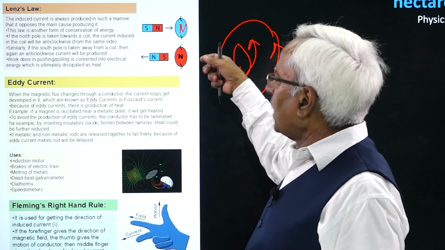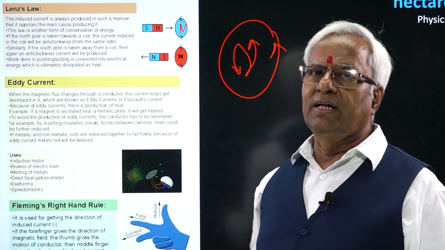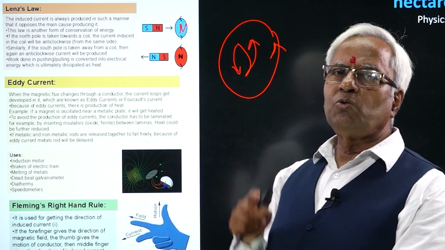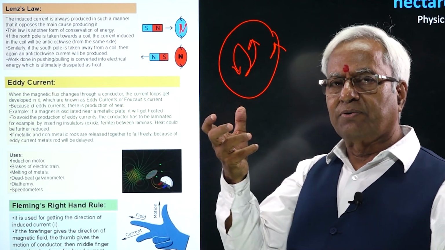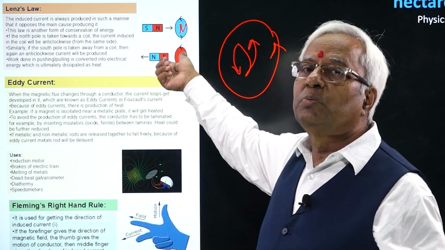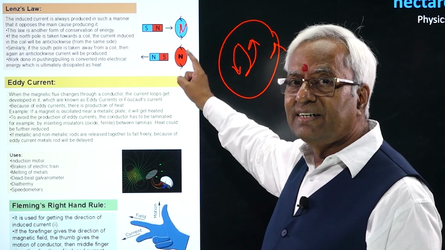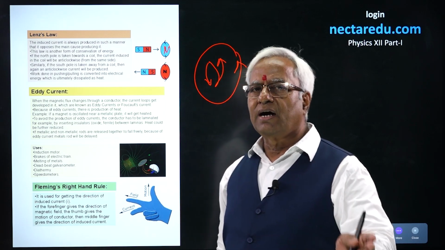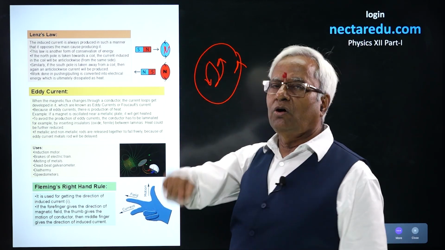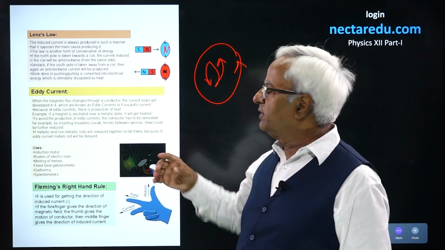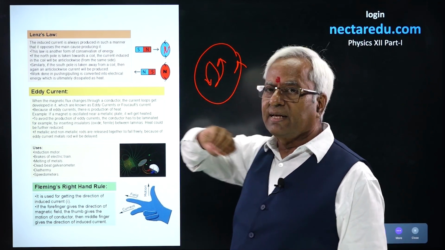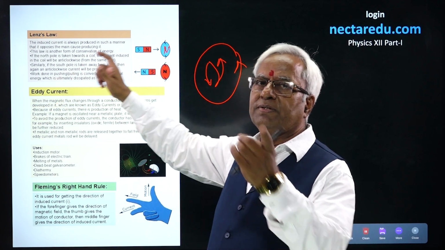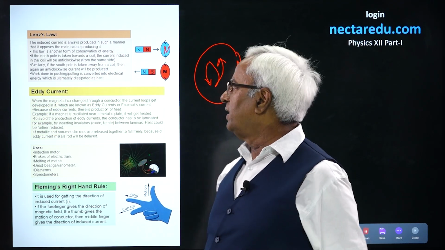Similarly, see here the south pole is being taken away from a coil and the main cause is recession of south pole. How could it be opposed? By just attracting it backward. Who will attract the south pole? North pole. Again, north pole is needed in this coil, and for that anti-clockwise current needs to be produced again. When north pole approaches or when south pole goes away, in both the cases, you will find that anti-clockwise current is produced. In the same manner, you could decide when north pole is taken away or even south pole is taken closer to the coil.